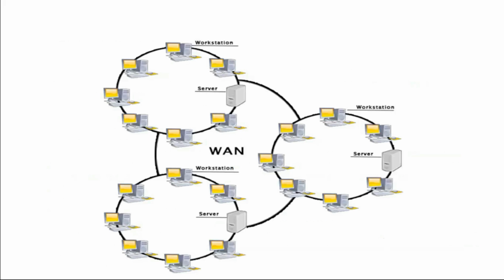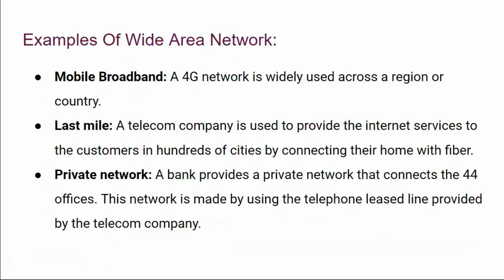How is it formed? It will have different workstations. Here you can see we have different workstations, all connected through the wide area network. Each workstation location can be a city, a state, or a country, it can be anything. Multiple workstations are connected together, and that's the wide area network. First, we will go with examples. Mobile broadband, like Jio and Airtel and many others. All those go beyond states and districts, and cover the whole country. That is one example.